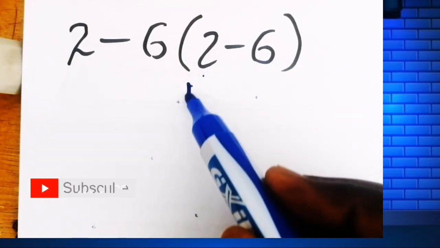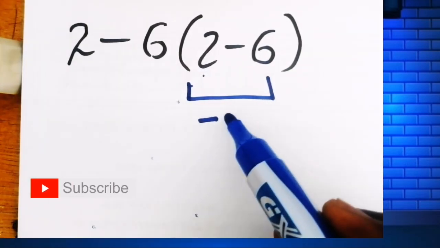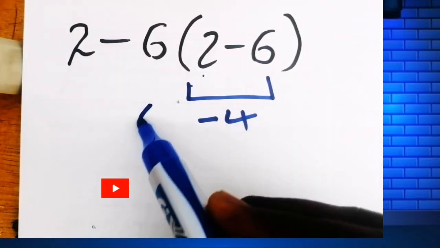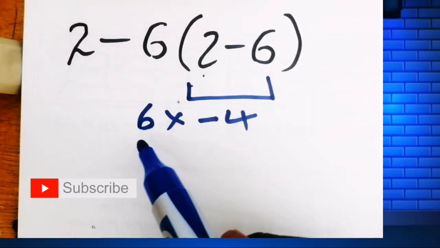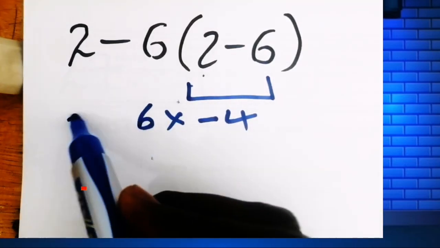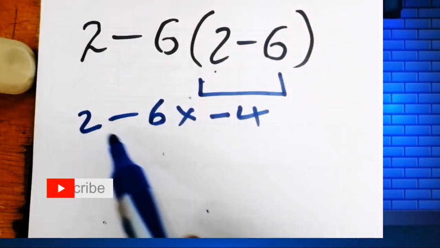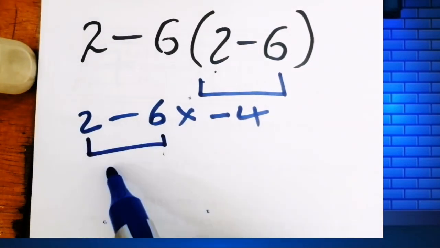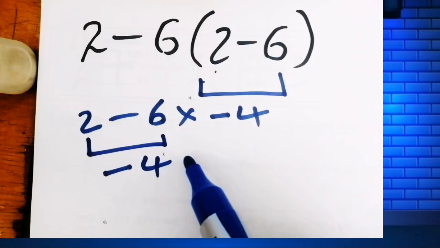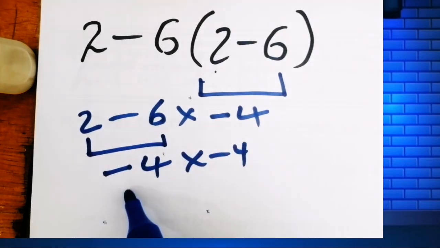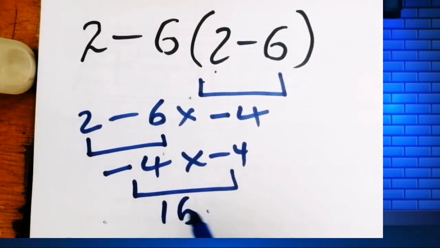2 minus 6, which equals negative 4. And 6 times negative 4, here is 2 minus 6 times negative 4. Then 2 minus 6, which equals negative 4. Negative 4 times negative 4, which equals 16.